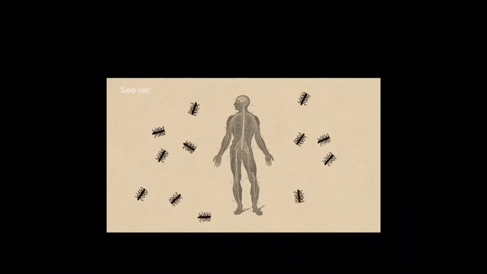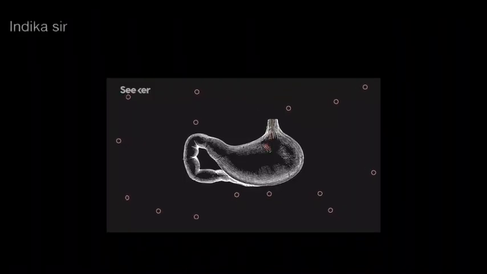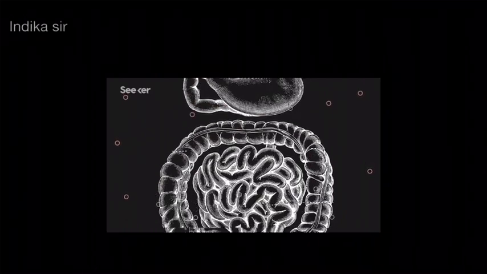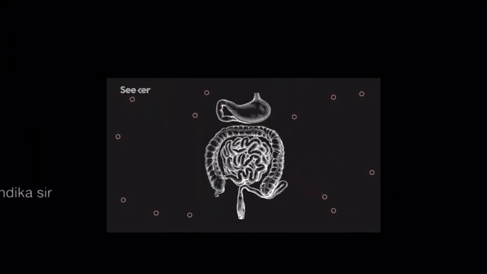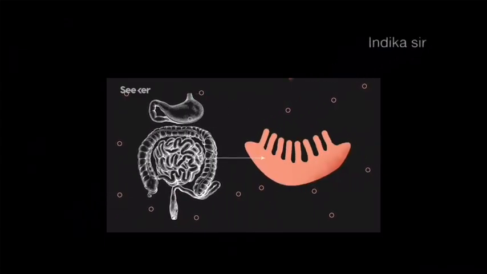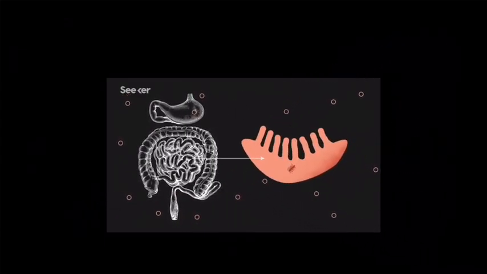Next bacterial disease is typhoid fever. The method of spread is polluted water and vectors such as housefly.